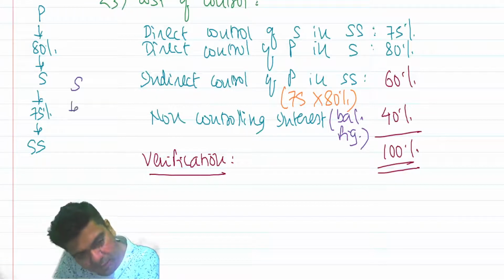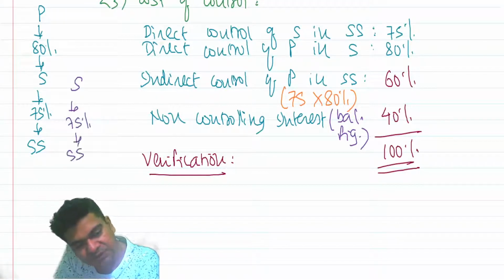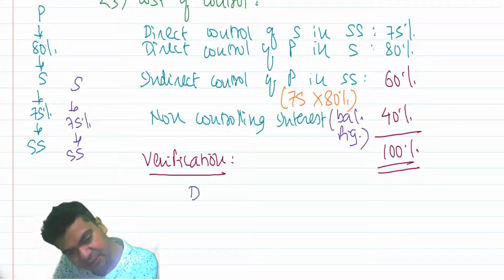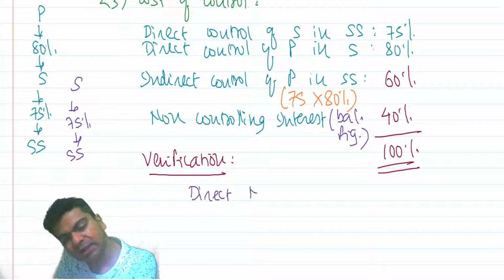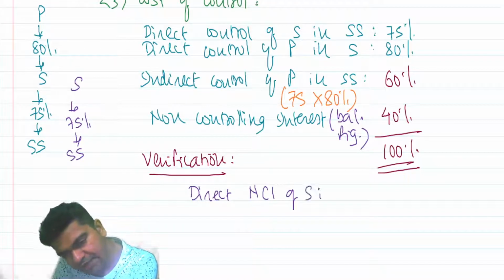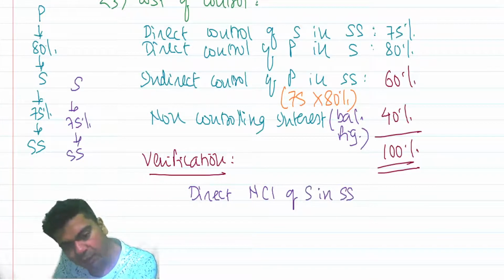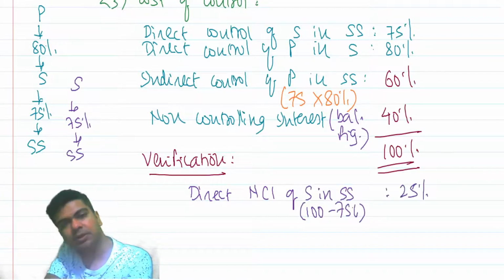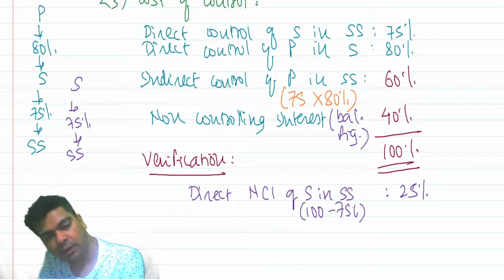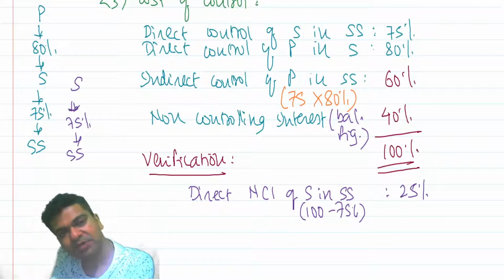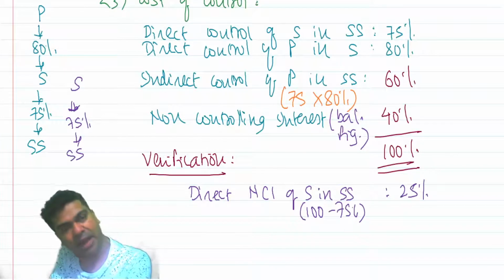Now, the way we are interpreting it again, just see. S is having 75% in SS. So I can say this is direct, I'm writing in short NCI. We said direct non-controlling interest of S in SS will be 100 minus 75%, so that turns out to be 25%. You agree with that? S is having 75% in SS, that means the non-controlling interest is 25% in SS. This is the direct NCI.